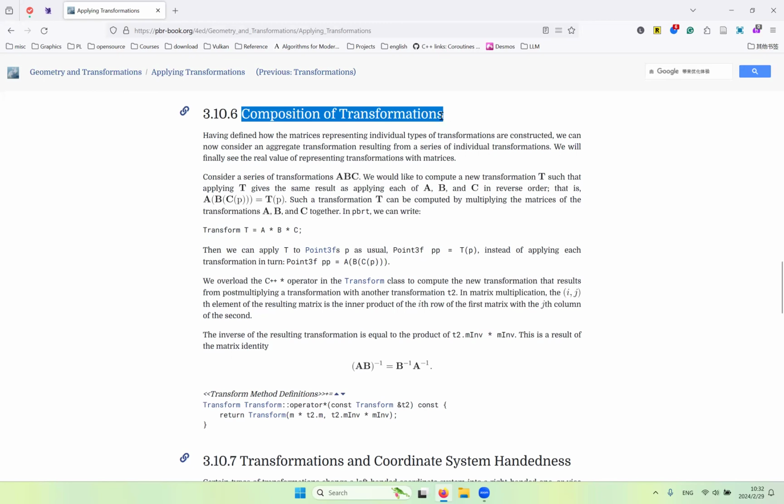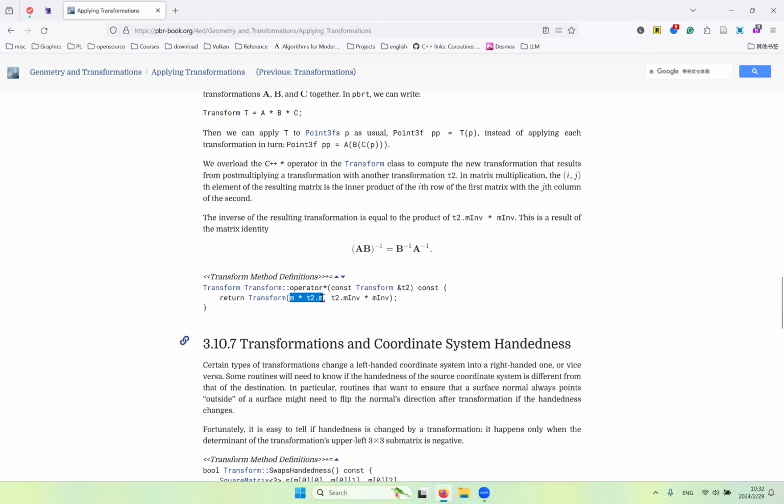Composition of transformations is just basically matrix multiplication. And of course, we need to do the inverse in the opposite direction when we do the multiplication. Yeah, because of this identity.